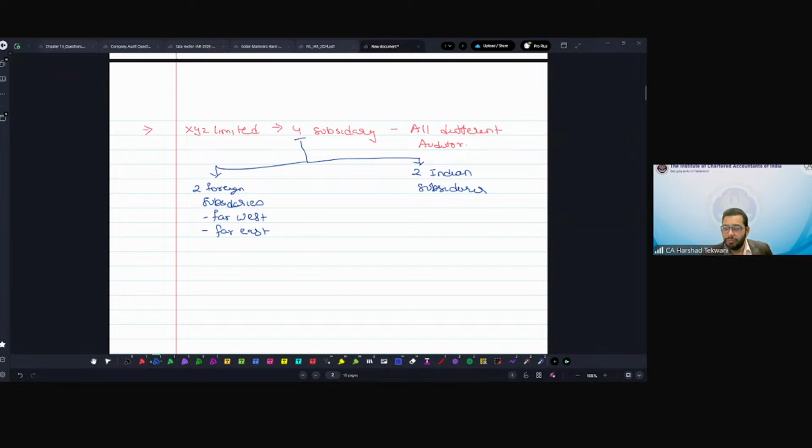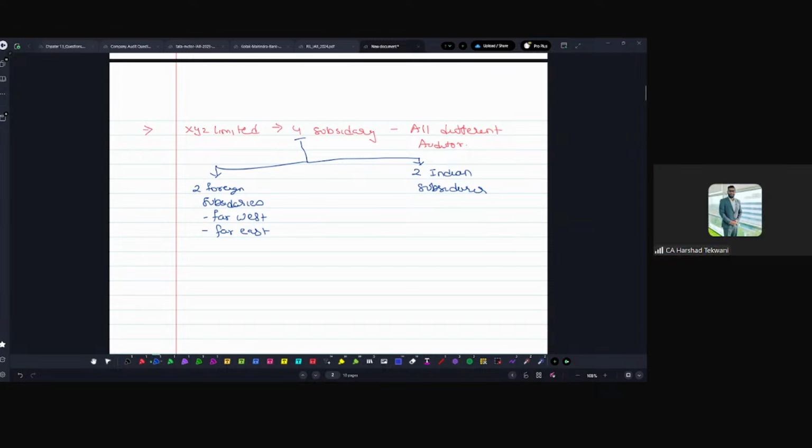Yes, based on other factors also. Okay, but what will be my first step? Anyone? This will not be my first step, sorry. Once I decide to act as a principal auditor, this will not be my first step. My first step will be, yes, we will first try to understand the entity and its nature and size.